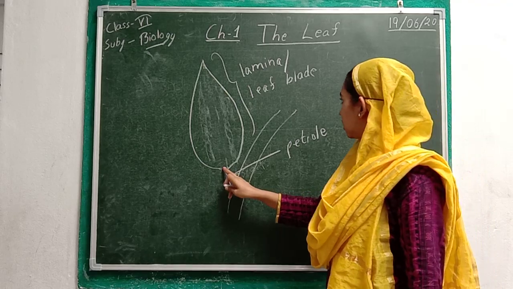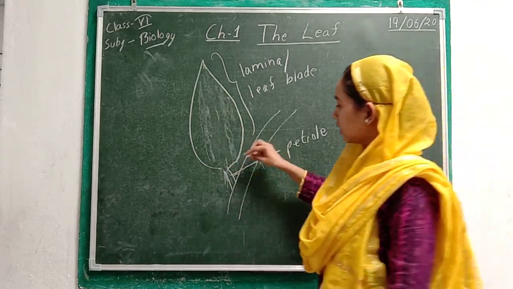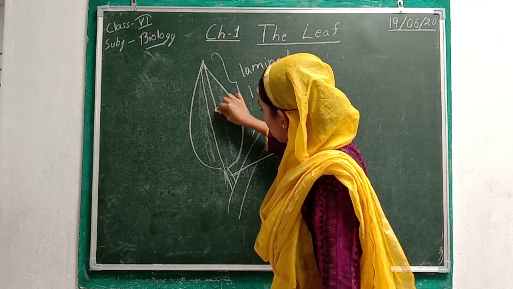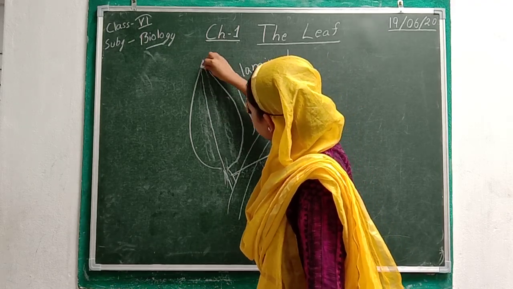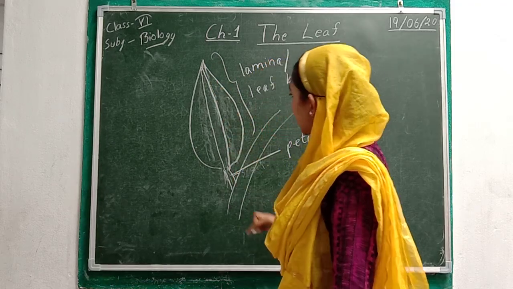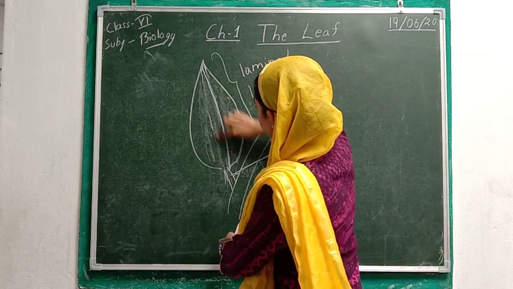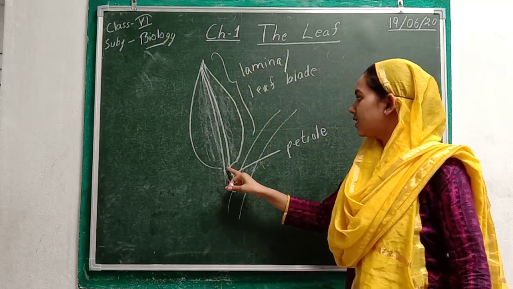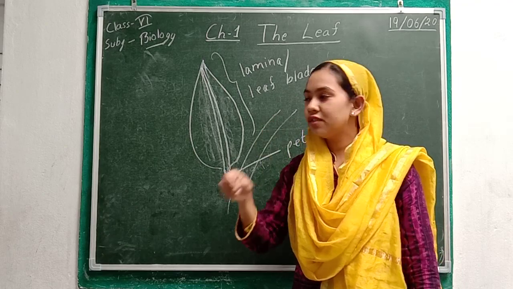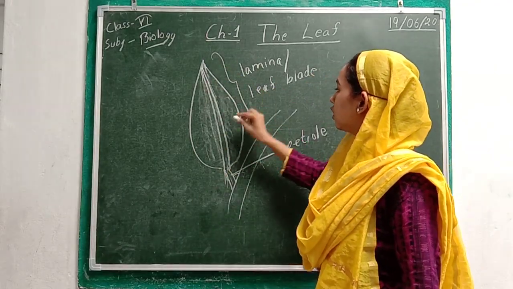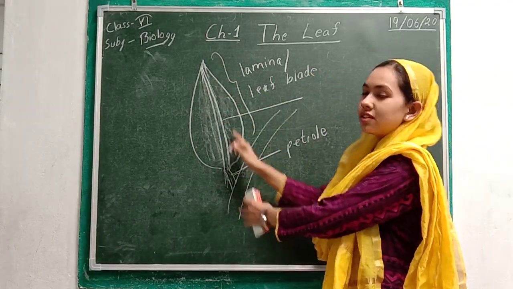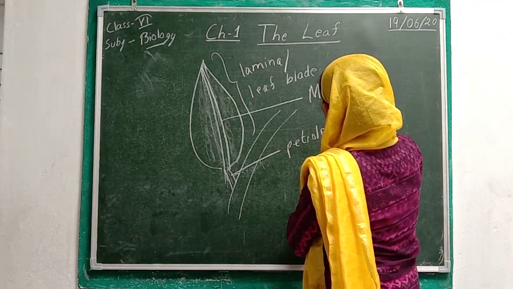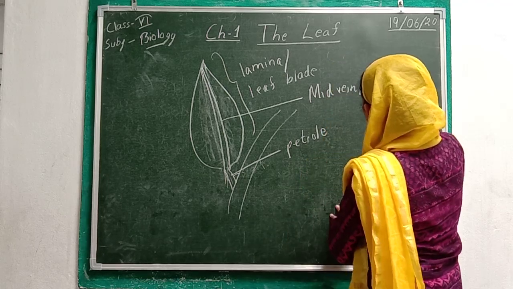Next, just from the petiole here, you can see another structure like this which runs through the middle of the leaf. You can see that it is more or less like a vein. It is a thick vein and it runs through the middle of the leaf. Now this vein, because it is running from the middle, is known as the midvein, or you can also call it the midrib.